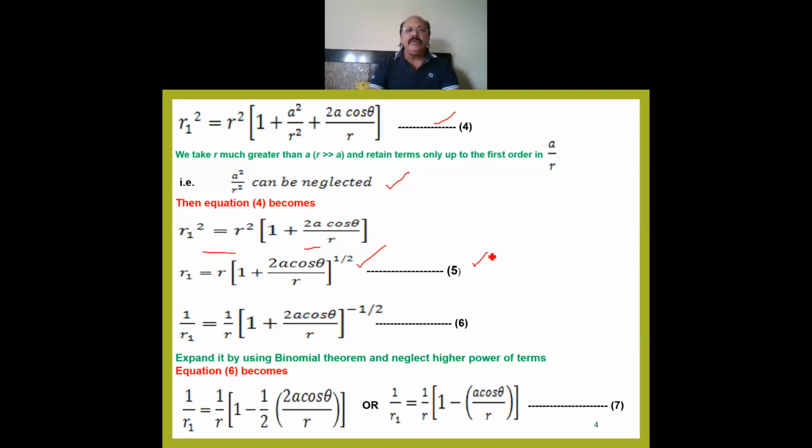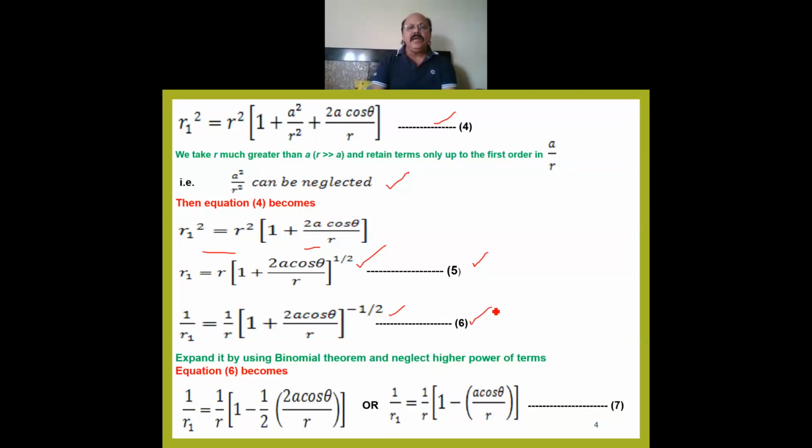But you see that in equation 1 you require the value of 1 upon R1. So this equation 5 can be written in terms of 1 upon R1. So 1 upon R1 equal to 1 upon R, 1 plus 2A cos theta upon R, now the power raised to the minus 1 by 2. Mark this equation number 6.